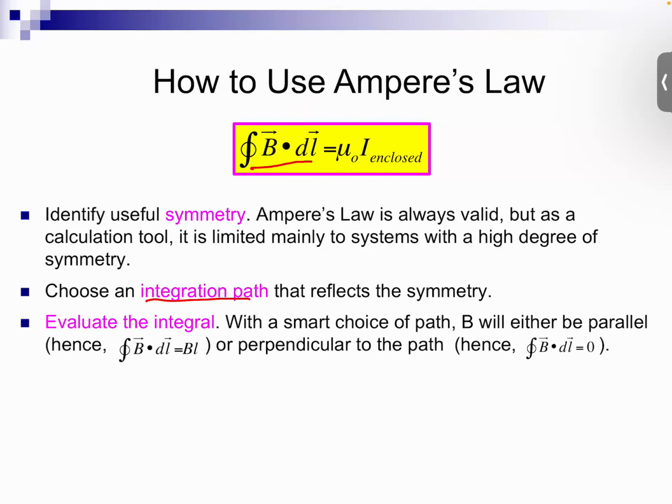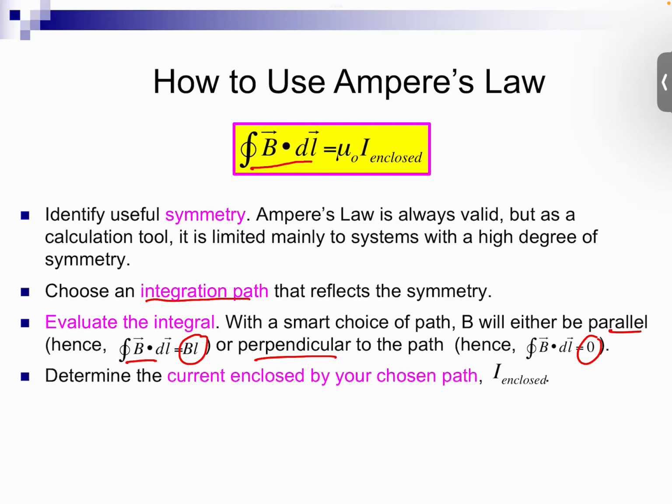Because if you choose the correct symmetry, this integral just becomes either B times L, if the magnetic field is parallel to the integration path, or it's equal to 0 if the magnetic field is perpendicular to the integration path. So by choosing the correct symmetry, this integral reduces to either B times L or 0, depending on the direction of the magnetic field in relation to the integration path you chose.